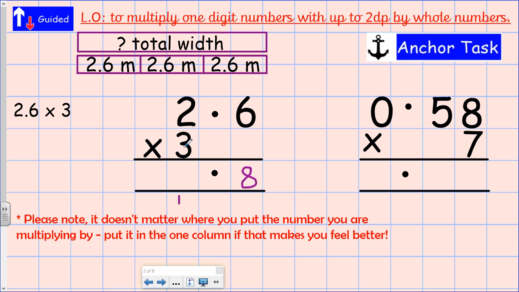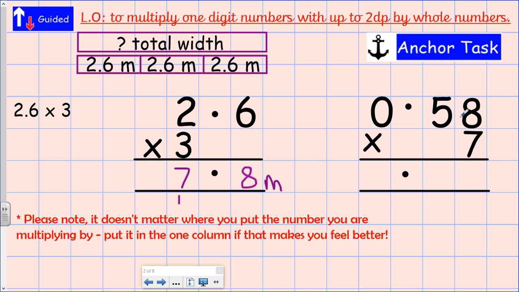Then I need to do 3 times 2, and that is just 2 whole ones. 3 times 2 is 6, and don't forget your 1 over here. So we end up with 7. So the answer for the first one was 7.8 meters.